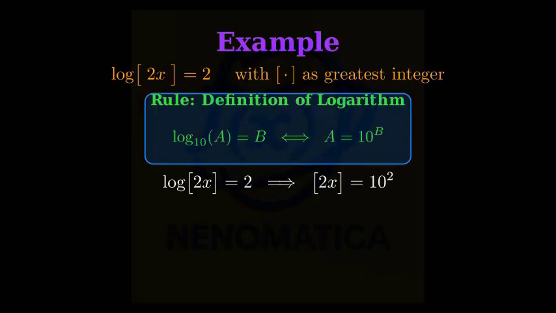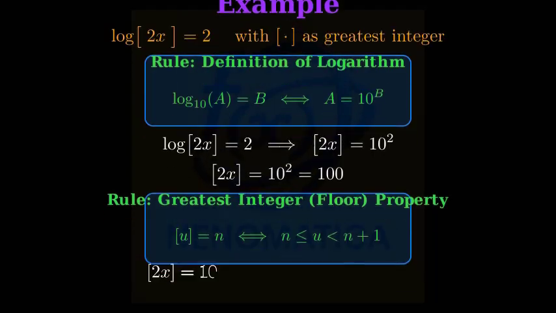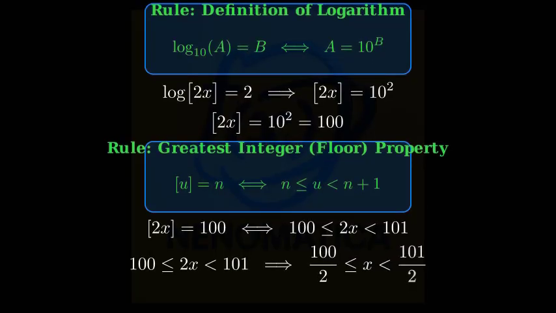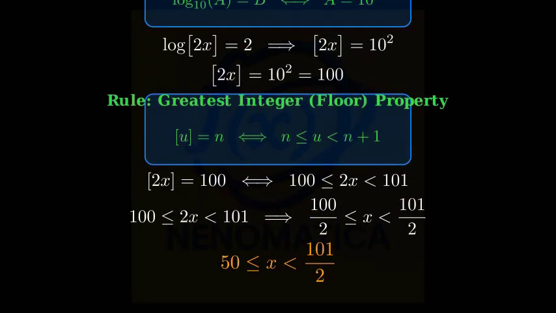Step 2. Simplify the constant. 10 squared is 100. So the greatest integer of 2x equals 100. Step 3. Use the definition of the greatest integer function. If the floor of a number equals n, then the number is at least n, but strictly less than n plus 1. Applying that here with n equal to 100 gives 100 less than or equal to 2x, strictly less than 101. Step 4. Solve the inequality for x. Divide all parts by 2 to isolate x. That yields 50 less than or equal to x, strictly less than 101 over 2.